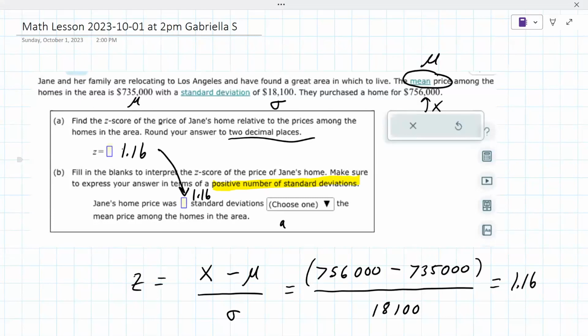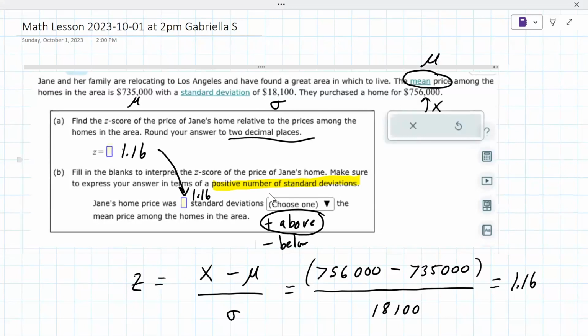If it's positive, it's going to say above. If it's negative, it's going to be below. You're choosing probably above or greater than. I don't know what the options are in the drop down there. Above or below.